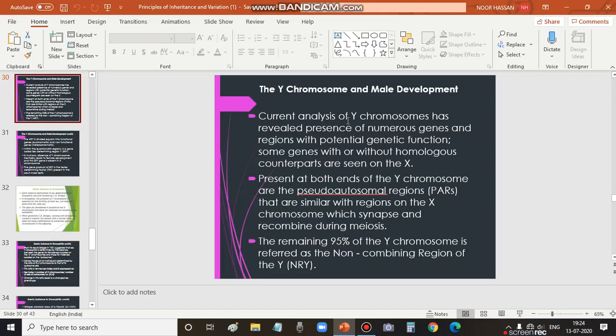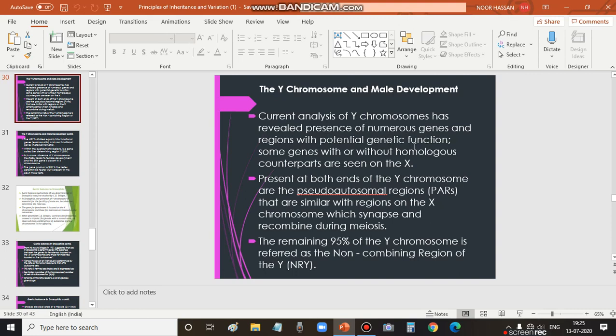We'll continue discussing the Y chromosome and male development. We will discuss in detail how the Y chromosome is responsible for male development. A current analysis of Y chromosomes has revealed the presence of numerous genes. A number of genes and regions with potential genetic function are present on the Y chromosome.